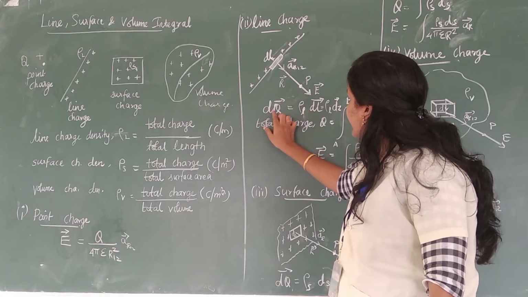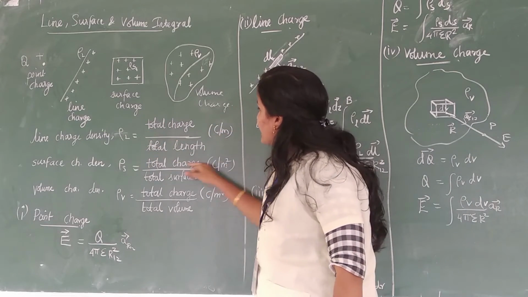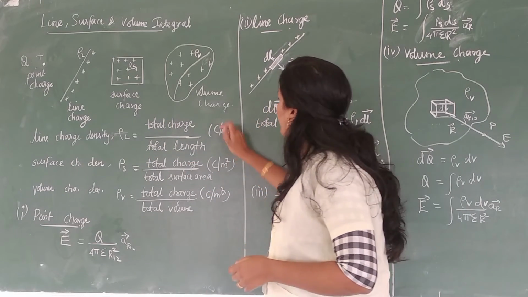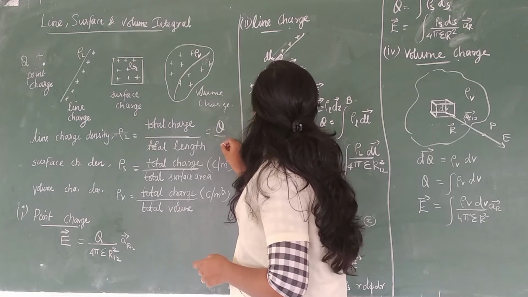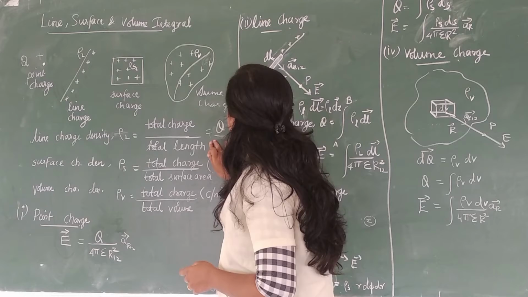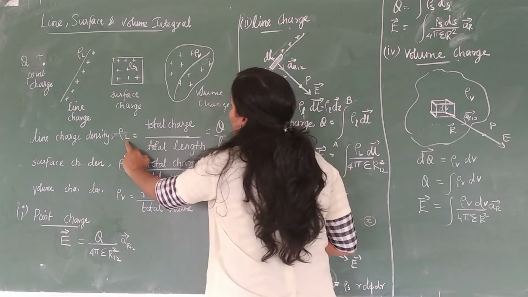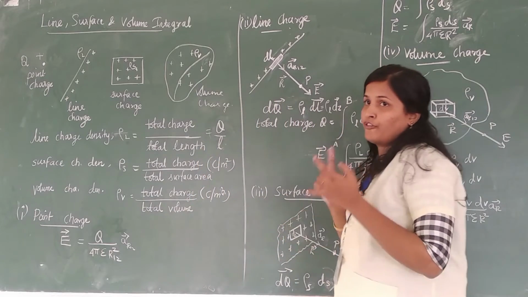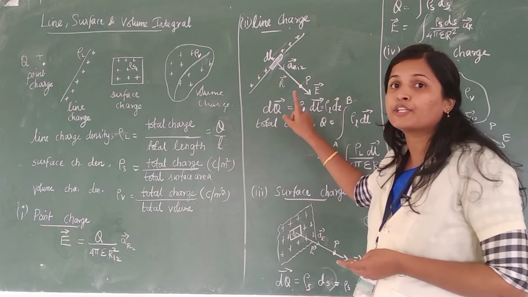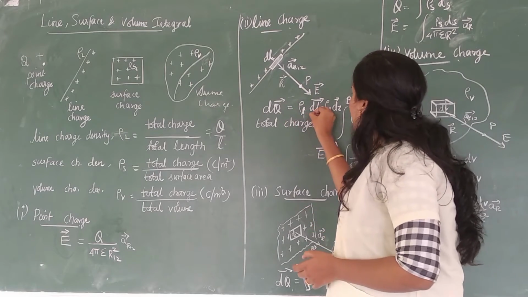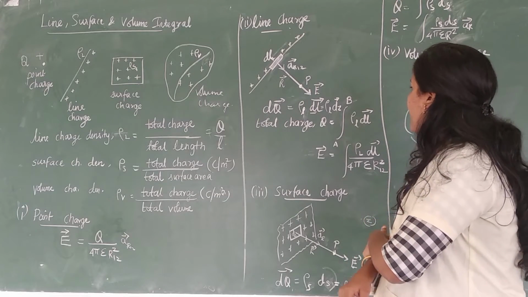So what is dq? You can easily derive dq. The charge density is q divided by the length, where the length of the charge is L. From this you can derive q equals rho L into L. If q equals rho L into L, then dq equals rho L into dl. Instead of L, you put dl, which means differential length.